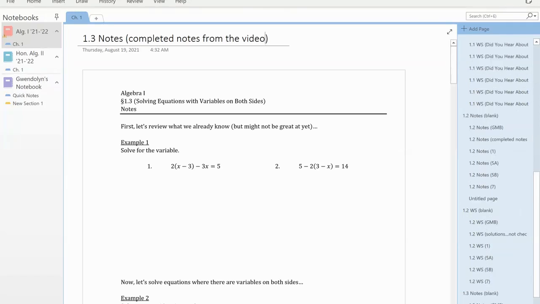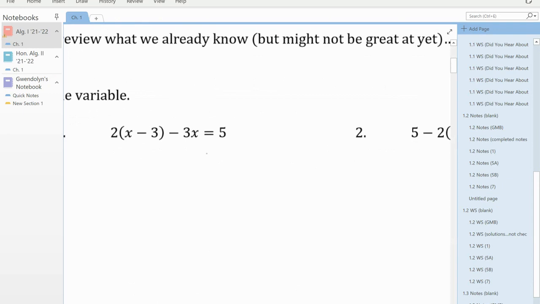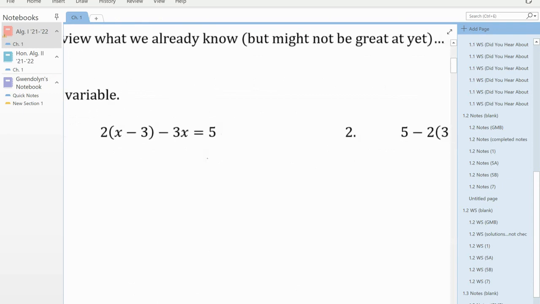All right, here we go. So first we're going to review what we already know. We're just solving for x. We're going to distribute that 2.